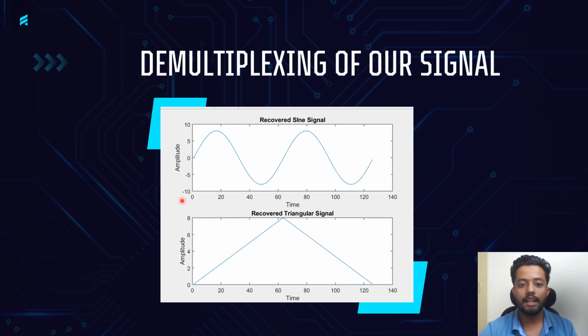Here you can clearly see the output of the demultiplexing of our signal. First is the recovered sine signal and second is our recovered triangular signal.